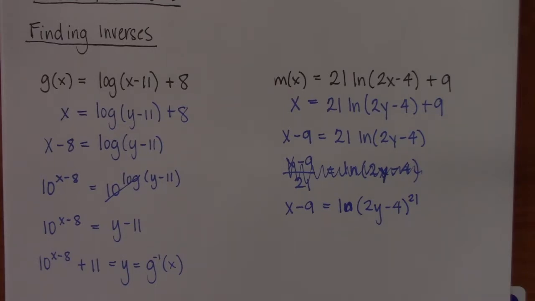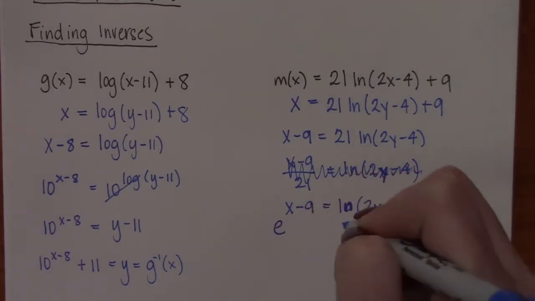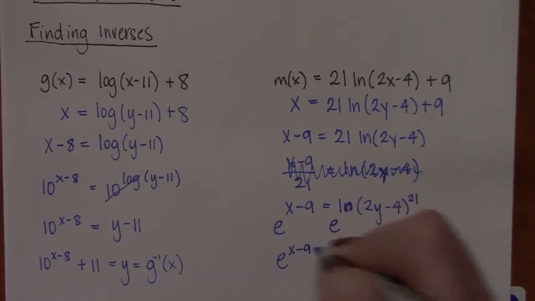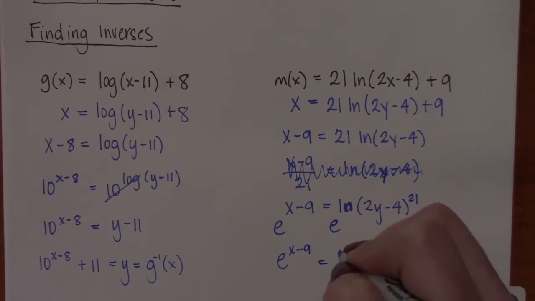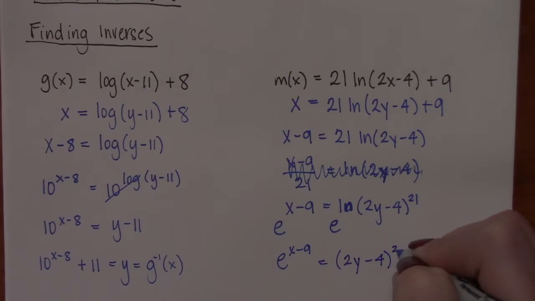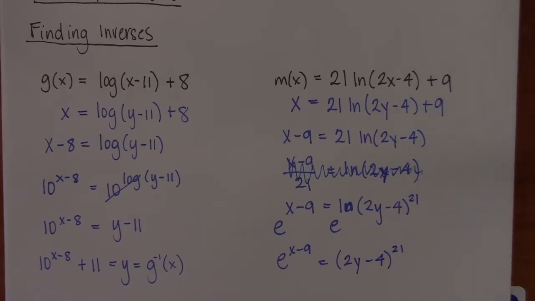So now that I have that natural log term by itself with no coefficient in the front, I can raise it over its own base, and its base is e. So I'm going to simply raise both sides over e, and we'll get e to the x minus 9 equals 2y minus 4 to the 21.